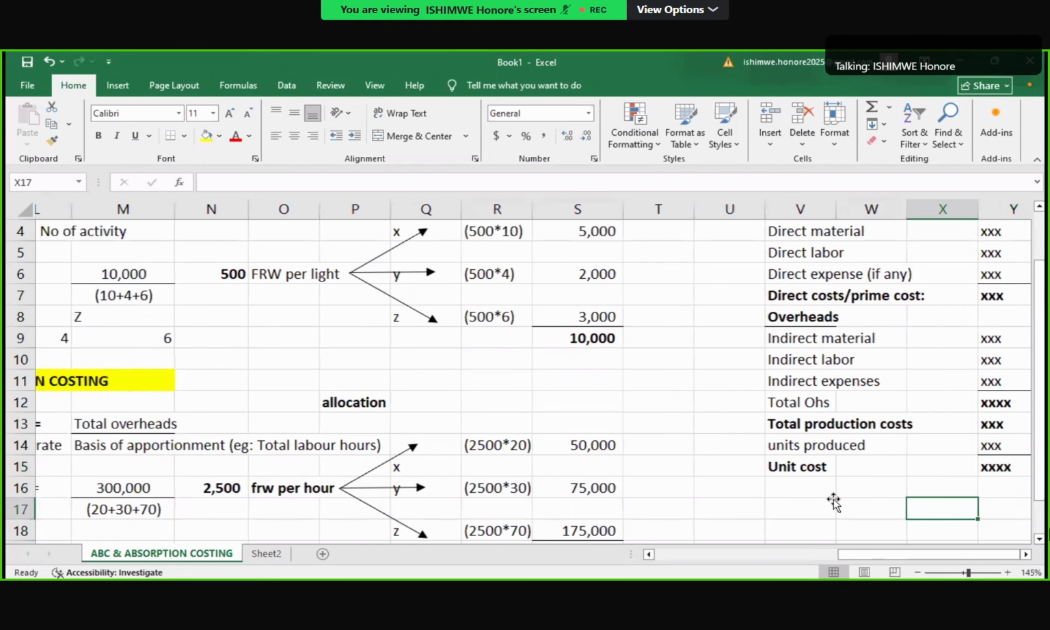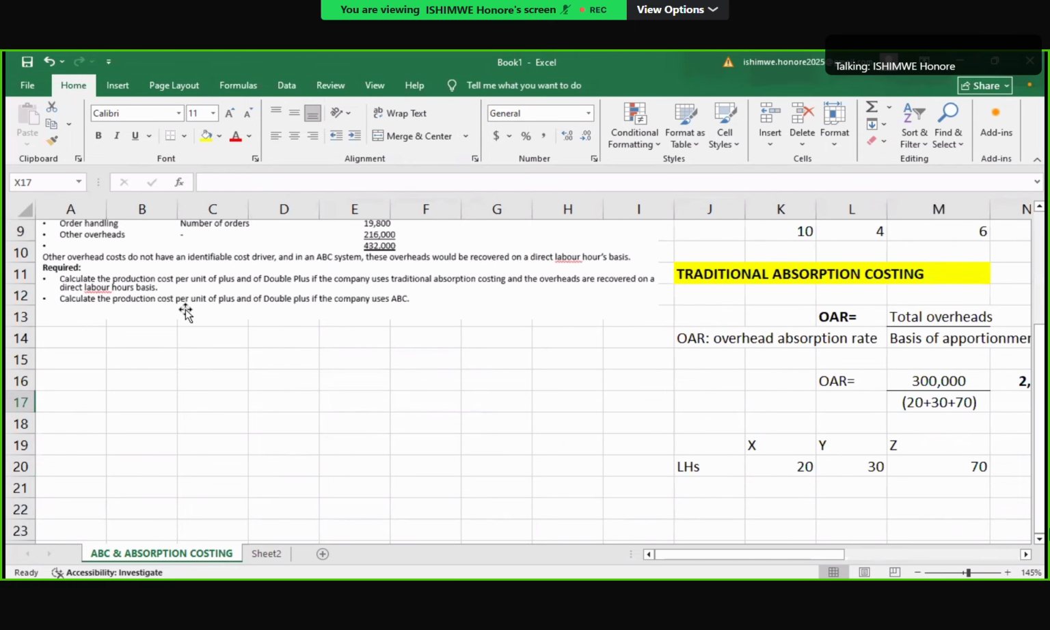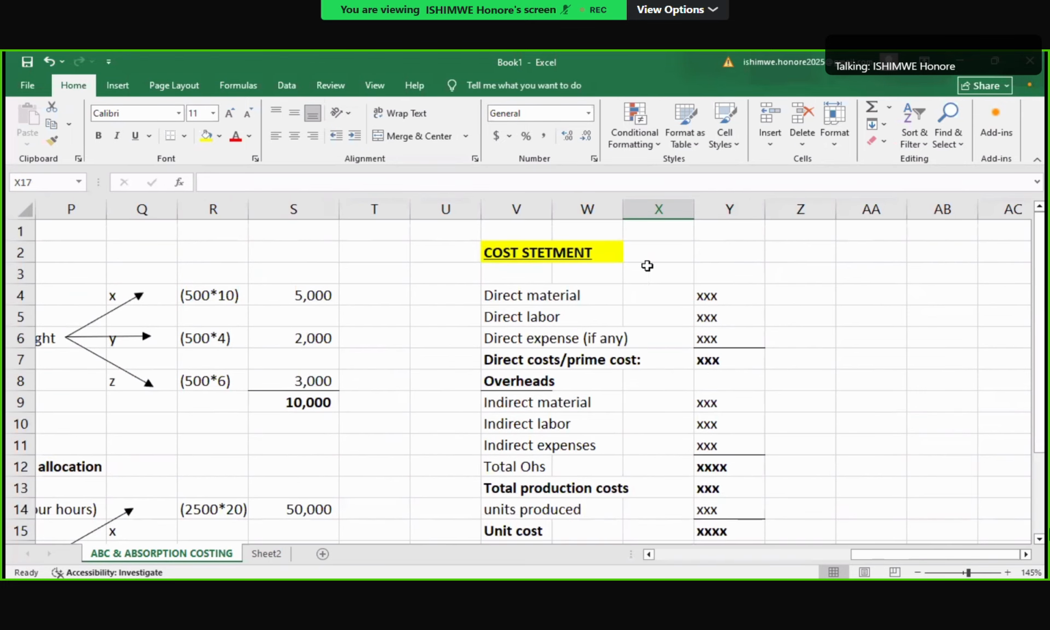And remember what they ask us here is cost per unit, which means we are going to go through this cost statement. Maybe I wrote cost statement wrongly. It is cost statement.